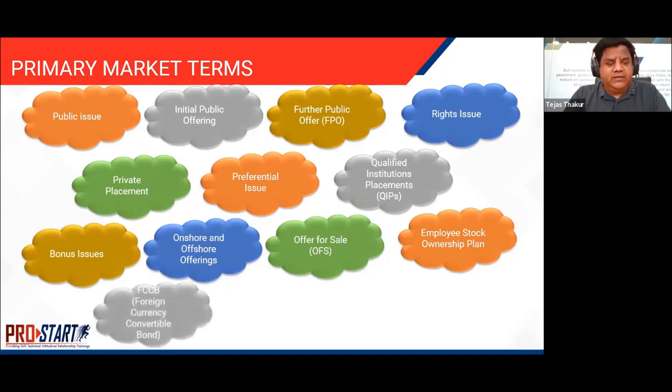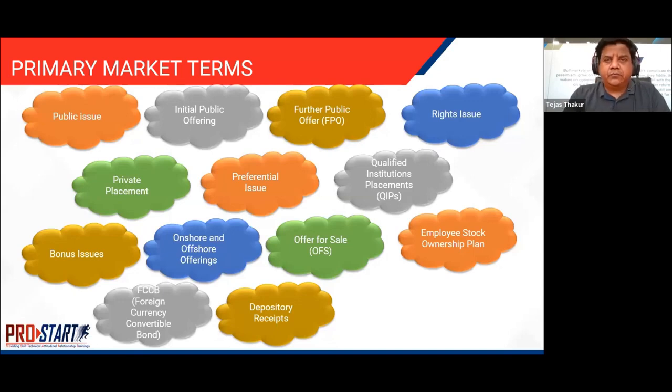Coming to the FCCBs, which is the foreign currency convertible bonds. Foreign currency convertible bonds are usually debt raised by companies in the international markets, but which have the option of converting into equity shares of the company before they mature. So that's a convertible bond in a sense. Then you have the ADRs and the GDRs, depository receipts as we call them.